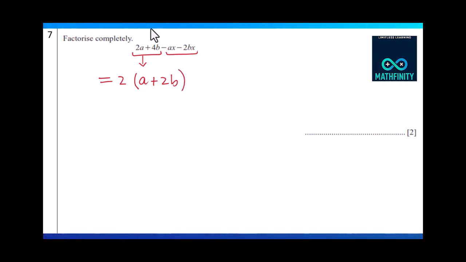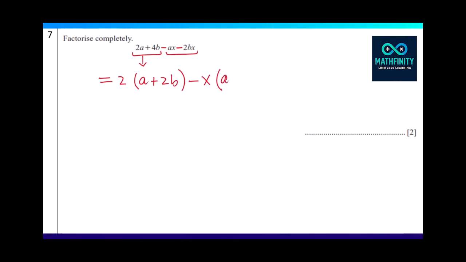And from the second pair, from the second group, negative is also common. Both terms have negative, so the variable is not common, the number is not common, but the variable x is common. So what we have to write? a. And if you remember in question number 3 and question number 4, if we take negative as common, then we have to change this sign. So this is negative, we have to write this as positive and 2b.